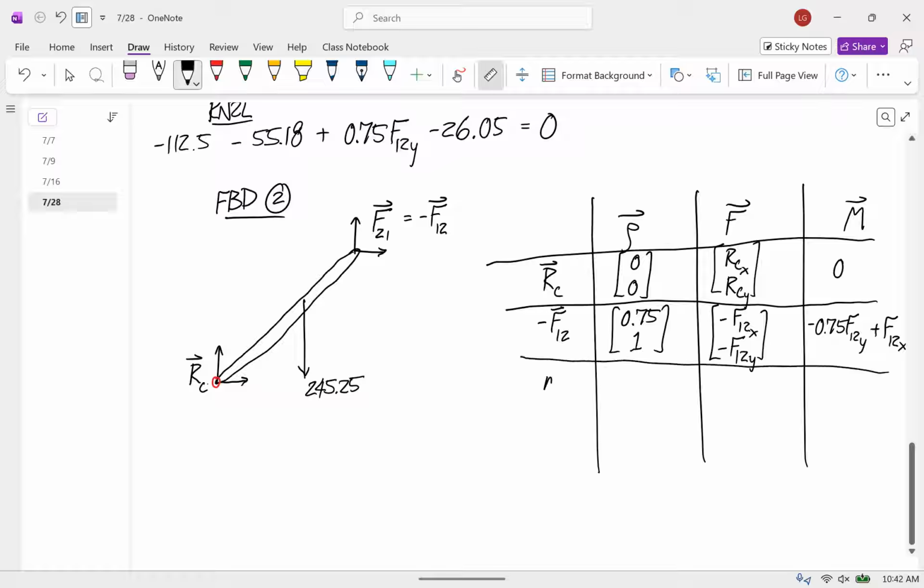And now we're doing this force that's at the midpoint of those two. Well, what's the average of 0, 0, and 0.75, 1? It's just 0.375, 0.5. It's the average of each one of those components. So sometimes that's a nice little trick.